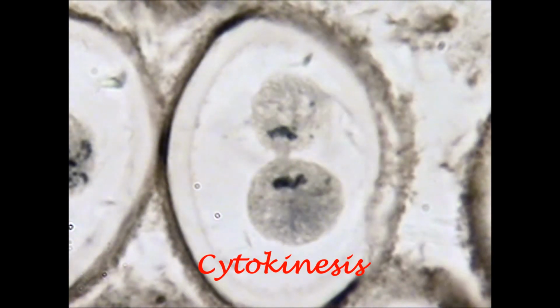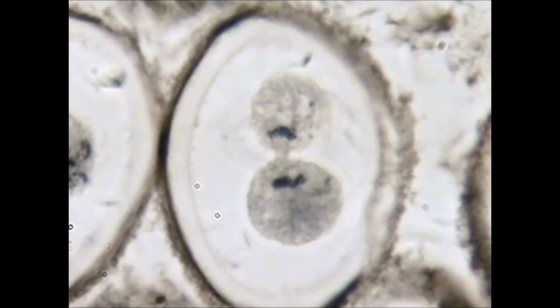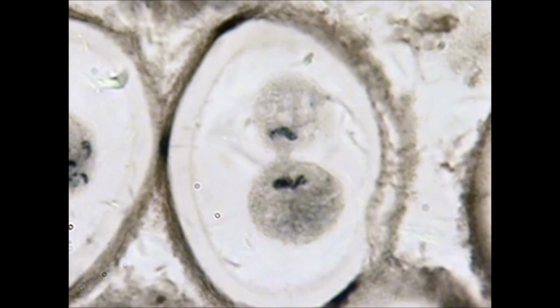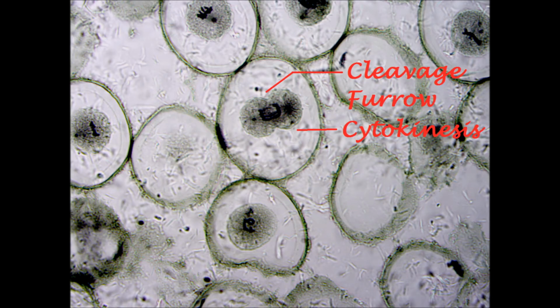Cytokinesis is the actual division of the cytoplasm. In animal cells, this can begin to be seen during anaphase and continues during telophase. Animal cells begin to be pinched apart by forming a cleavage furrow near the center of the dividing cell. Eventually the furrow continues until the new cells are separated.